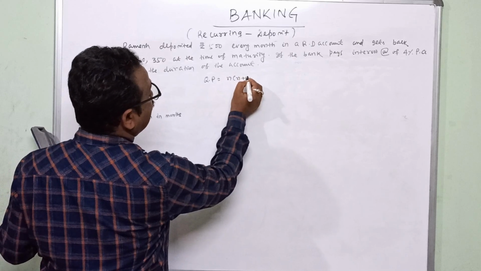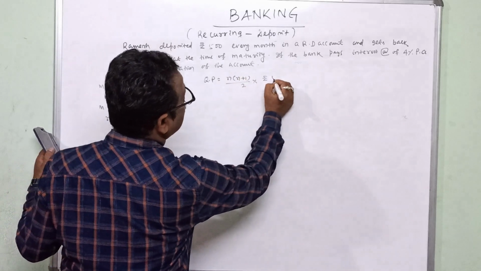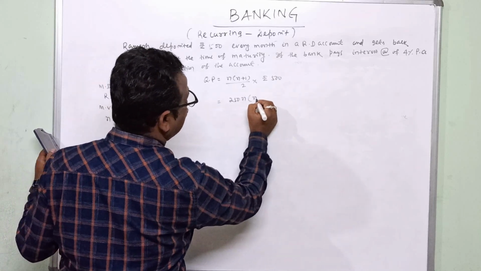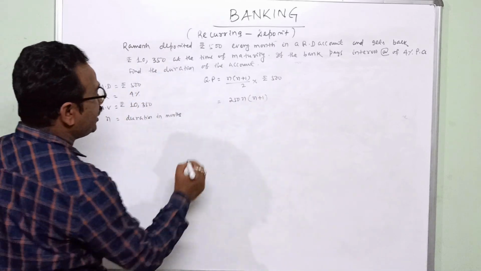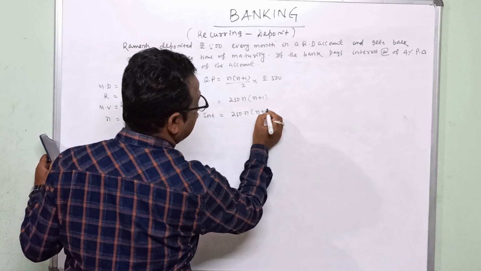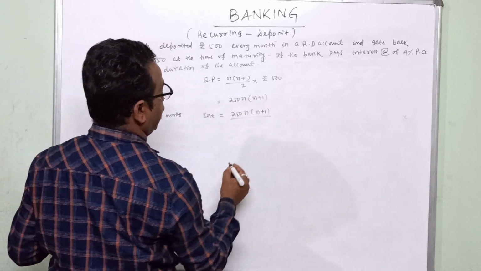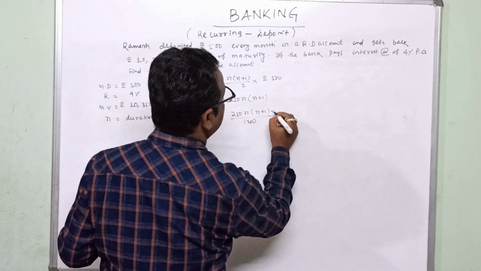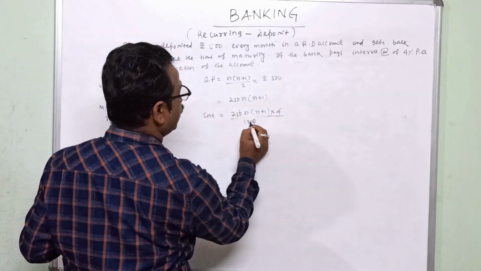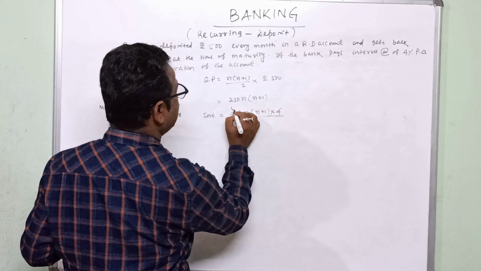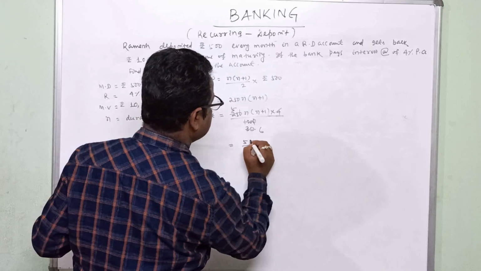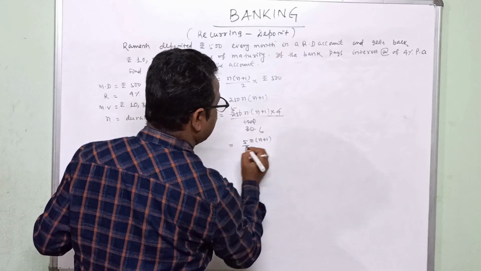Now QP is equal to n into n plus 1 by 2 into rupees 500. That is equal to 250 n into n plus 1. Now interest is equal to 250 n into n plus 1 by 1200 into 4. Now here 0 0 4 becoming 30, here coming 5, here coming 6. That is equal to 5 by 6 n into n plus 1.